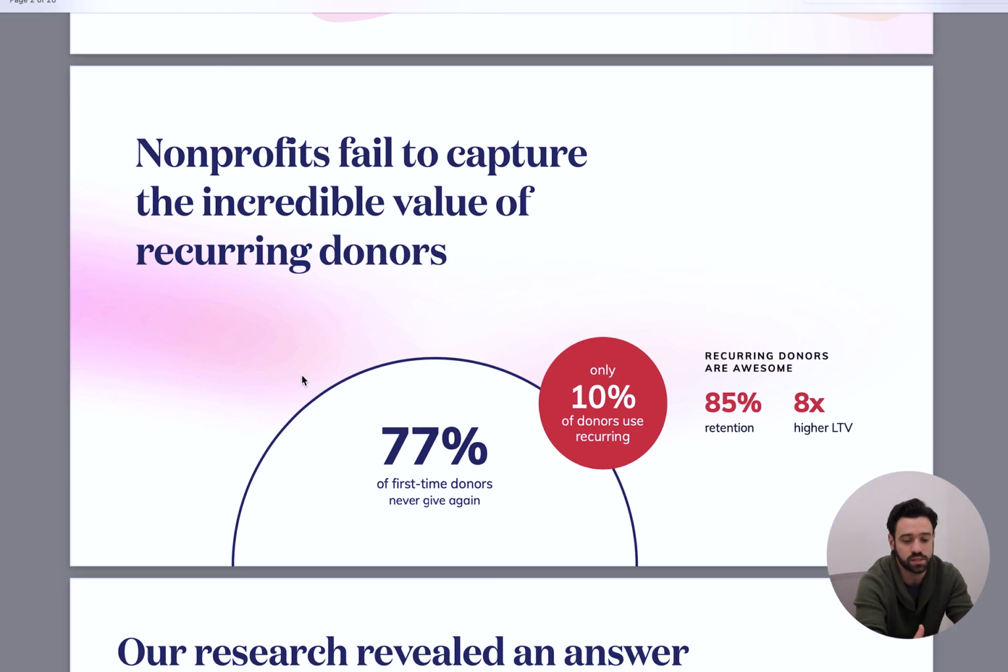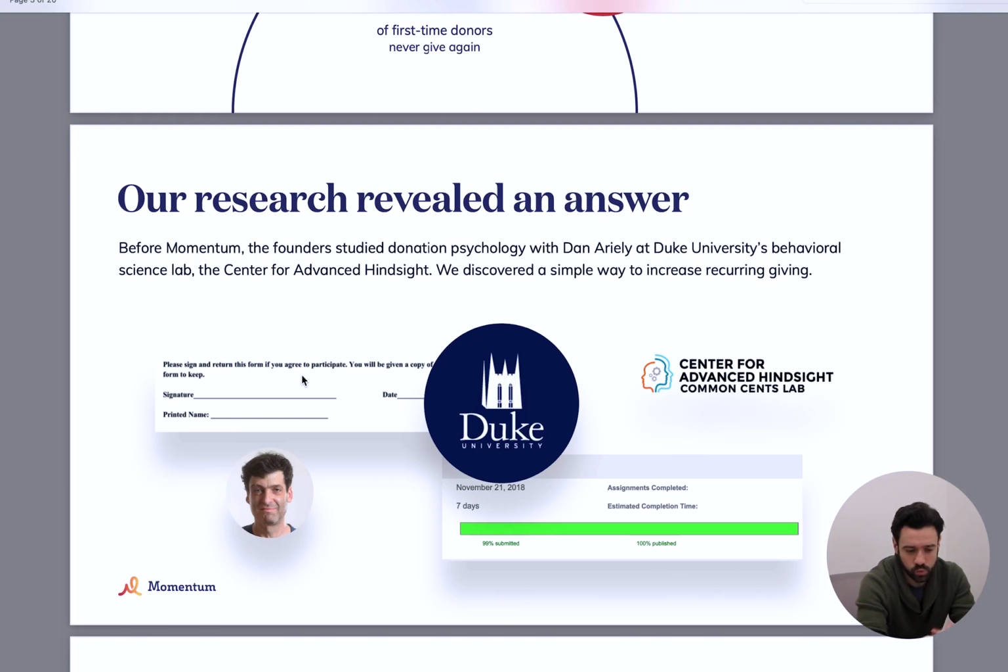And also, the 8x higher lifetime value, where again, VCs are talking about lifetime value in a way that charities are not. We want them to think like, whoa, okay, there's a lot of money here that's being left on the table. This one's kind of starting to bridge into the solution, but really the main thing we're getting out of here is actually social proof.